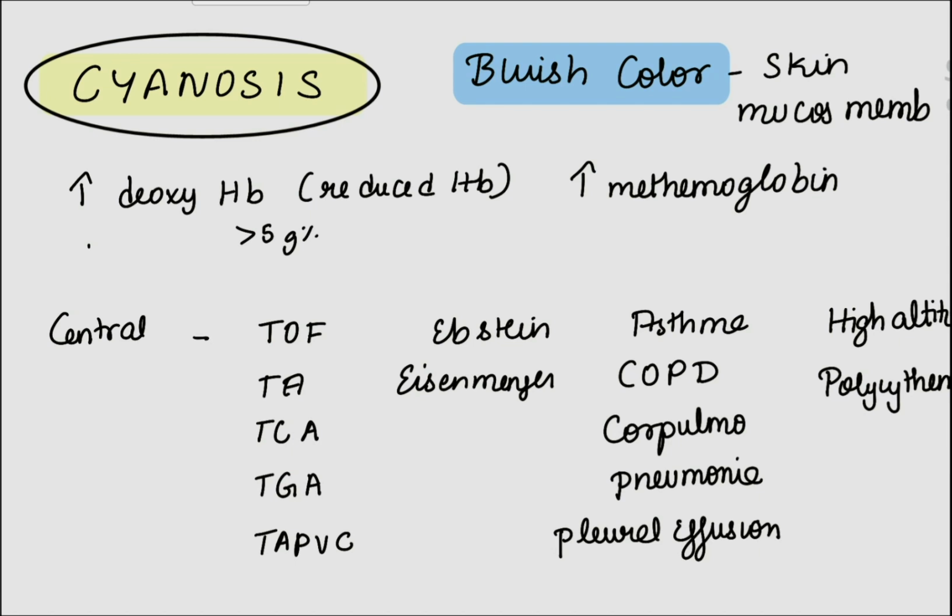then we have truncus arteriosus, then tricuspid atresia, then transposition of great arteries, then TAPVC. In the 2Es, we have Ebstein's and Eisenmenger syndrome, and other causes include asthma, COPD, lobar pneumonia, pleural effusion, high altitude, polycythemia.